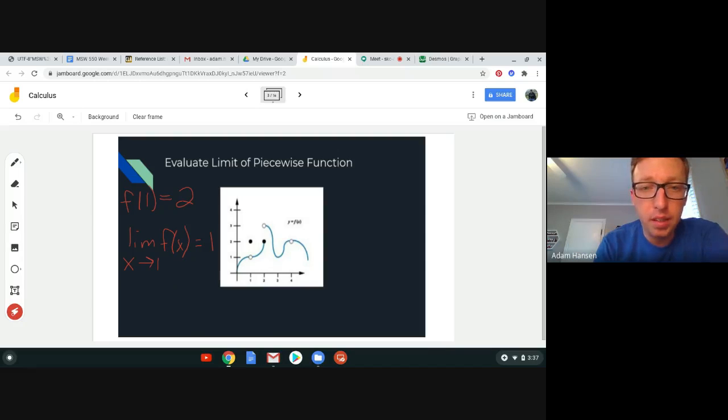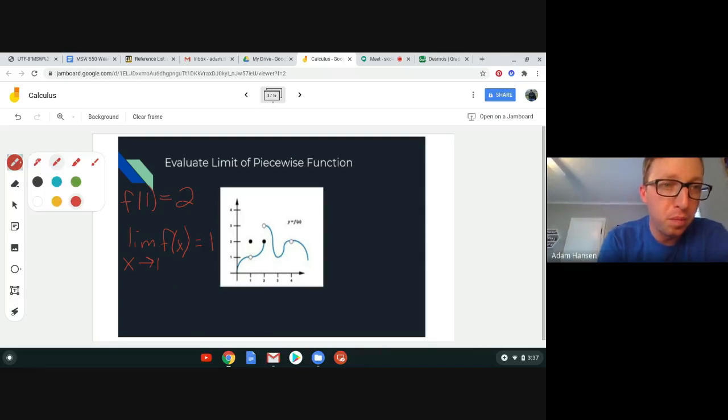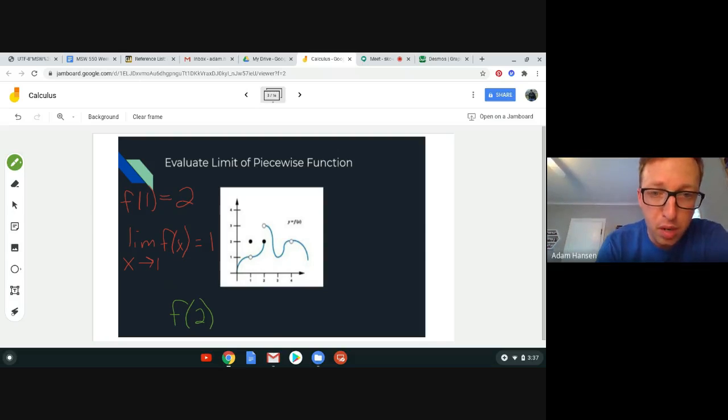Now let's look at a different example, a different value. What is the value of f of 2? Well, using the same process as before, the value of f of 2 is equal to 2 for this point right here. Now, what is the limit of our function as x approaches 2?